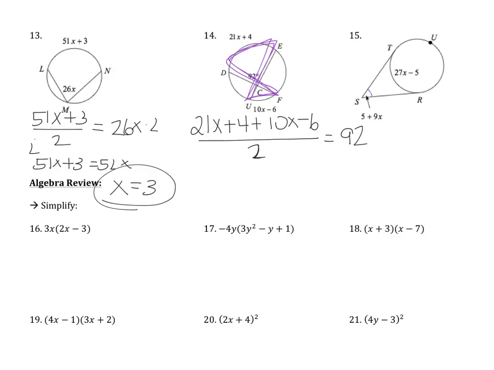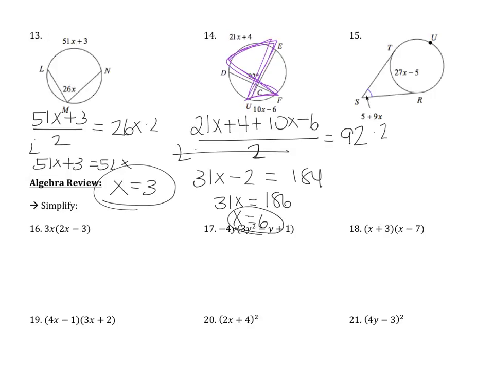So multiply by 2 on both sides. I have 31x minus 2 equals 184. I'm going to add 2 to the other side. I get 186. And I'm going to divide by 31. I get 6.